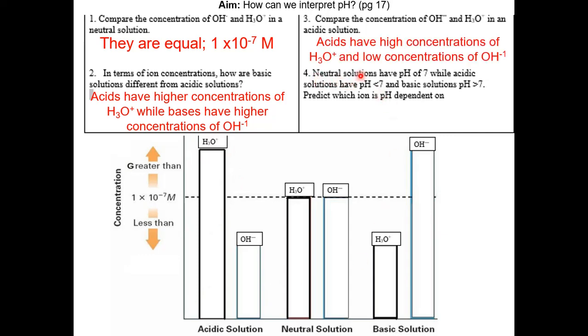Question 4. Neutral solutions have a pH of 7, while acidic solutions have a pH less than 7, and basic solutions have a pH greater than 7. Predict which ion pH is dependent on. pH is dependent on the hydrogen ion concentration. We will discuss how pH is calculated from the hydrogen ion concentration in this lesson.